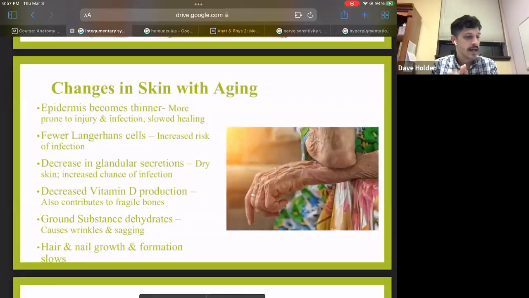Okay, so as the skin ages, the ground substance dehydrates, so the skin becomes drier. This causes wrinkles, this causes sagging. And also, all new development slows down as you age. So new hair, new nails, they all grow more slowly.